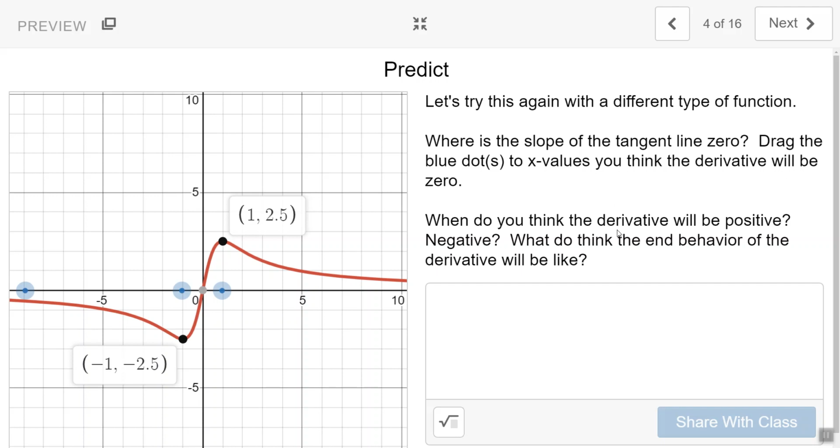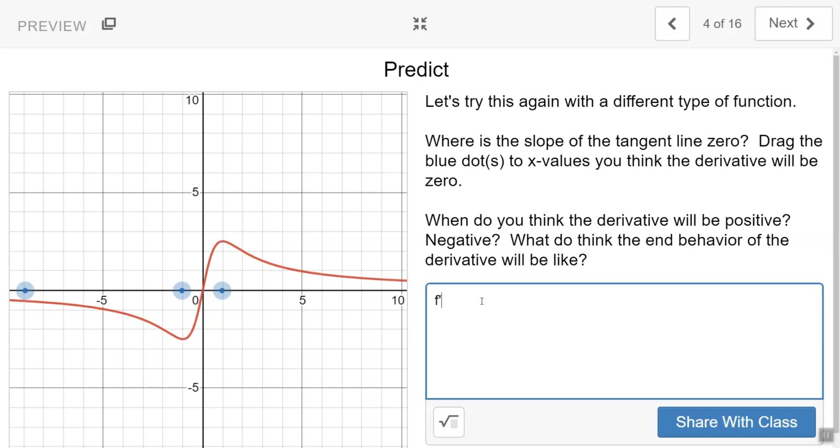Next question, when do you think the derivative will be positive? Okay, we think the derivative, which is f prime of x, should be positive or greater than 0 for, where do you think that's between then, kids? What values do you think f prime of x will be positive, or the slope is positive? Okay, so can I write it this way for -1 less than x less than 1? Is that okay? All right.